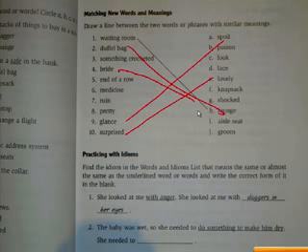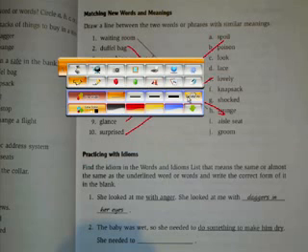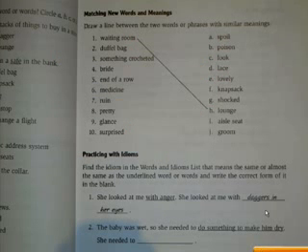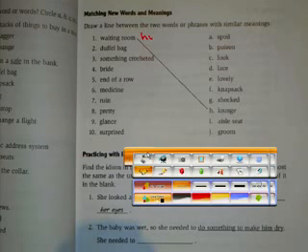I said, please, you put the letter, the correct answer, next to the word that gives the right meaning, but not by drawing lines. So here, for example, a waiting room is number H, which is lounge. We write H.